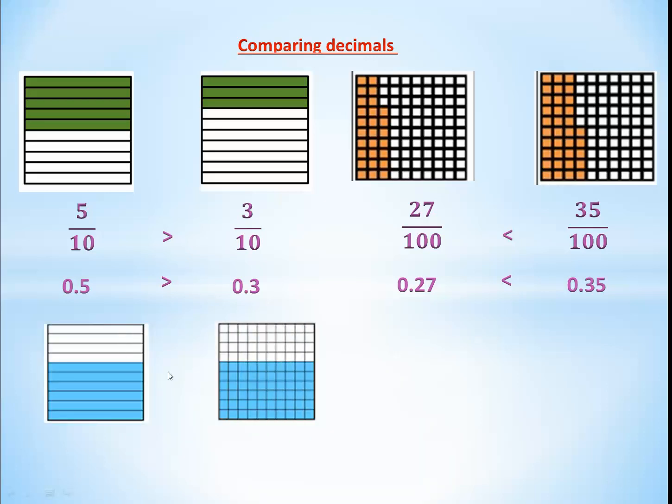Here we have 1, 2, 3, 4, 5, 6, so 0.6. And here we have 0.60. You know that this 0 never changes the meaning, they are equal. So we are going to put a 0 here to make them have equal decimal places. Okay, so they are equal.